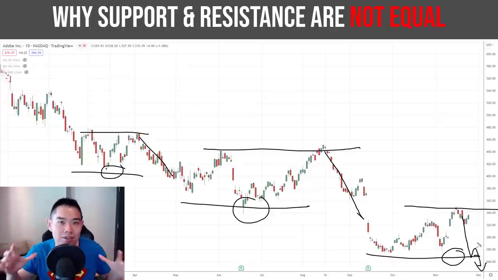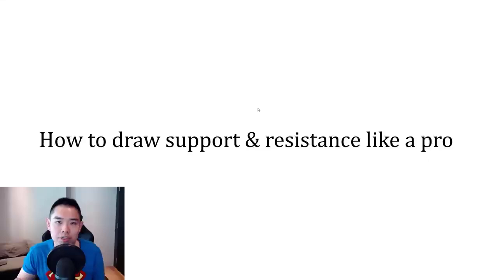So understand this concept. So now the question is, how do you actually draw support and resistance correctly? Now, you might be thinking, but Rainer, what about range markets, man? Is support stronger or resistance stronger in a range market? Great question, and I'll answer it in the later part of this training. But for now, let's talk about how do you actually draw support and resistance like a pro, right?